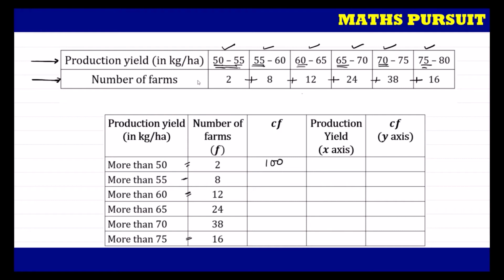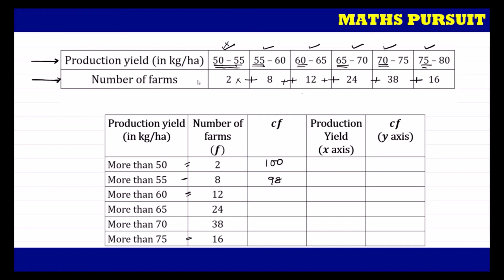Now let us see the second number. Here the second number is more than 55. So more than 55 means we are excluding the first data, that is, the frequency 2, because it is not more than 55. We add 8 plus 12 plus 24 plus 38 plus 16, and we put the information here. If I add, we get 98. Or in other words, 100 minus 2 gives this data.